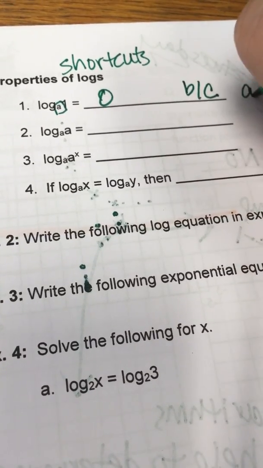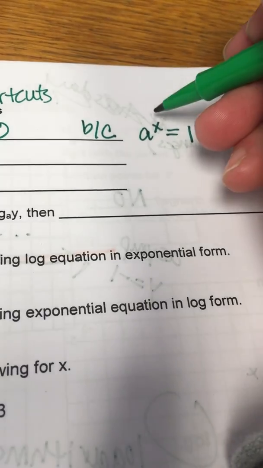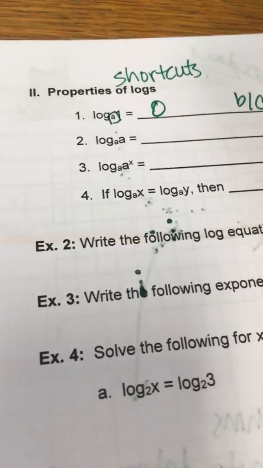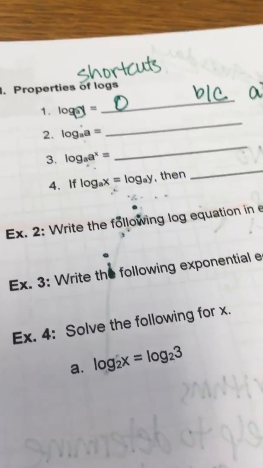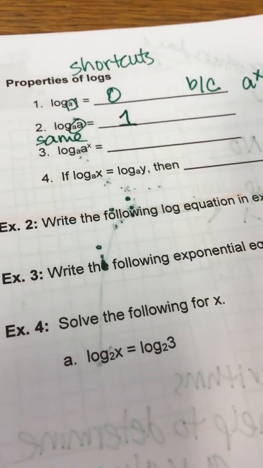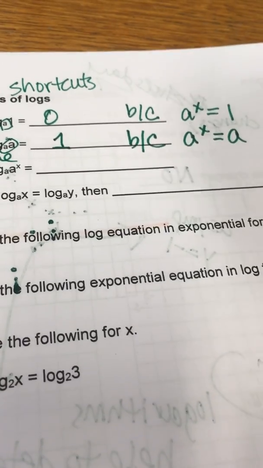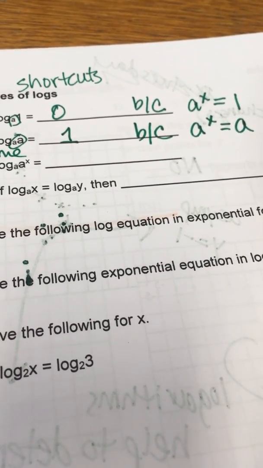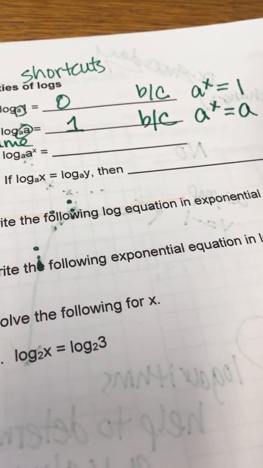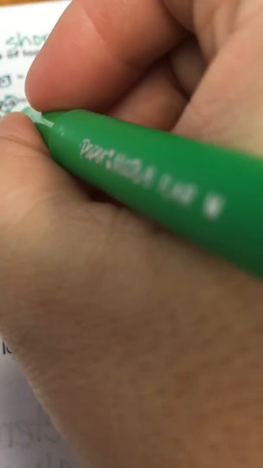because that means a to some power is equal to 1. So anything to a 0 power is equal to 1. So this has to be a 0. We saw a couple of these on the other side. When you have these two are the same, you automatically have 1. This is because a to some power is equal to a, and that's always a 1. Same idea here. If you have log a of a, you always get a 1.